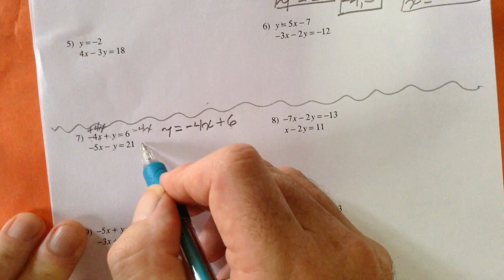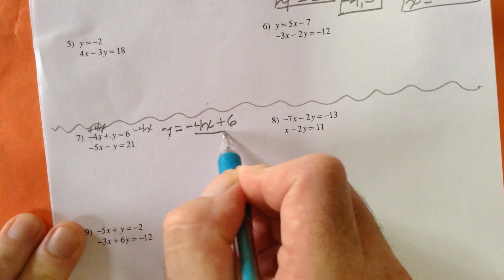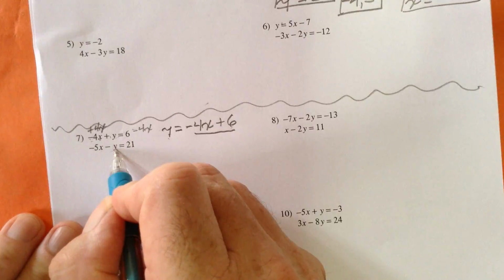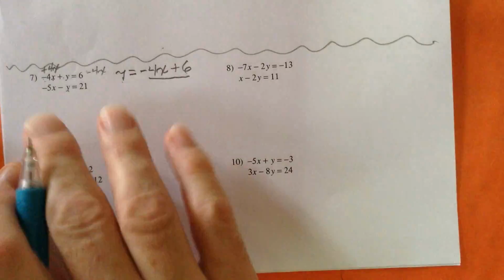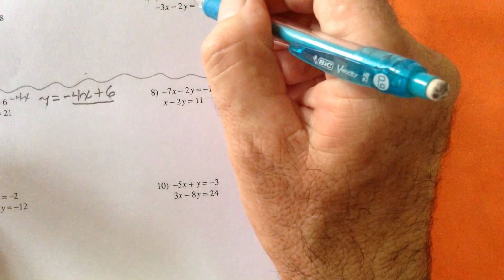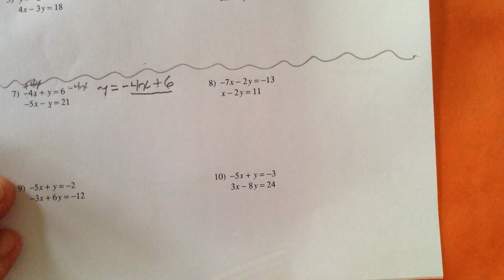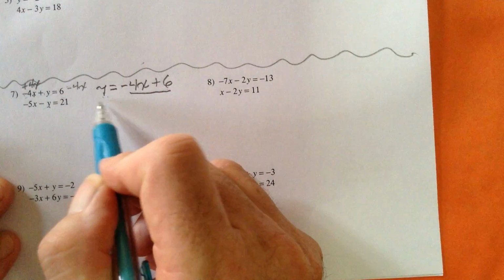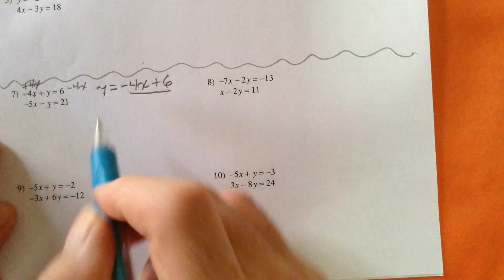Okay? So now, once you get one of them isolated, I can take this y and substitute that in for this one, and do the same process you did up here. So that's the only difference with the rest of these, is they do not have one of the equations set up for you. You have to set it up yourself. So you have to choose one, and then isolate the y, and then you can substitute it into the other problem, or the other equation.